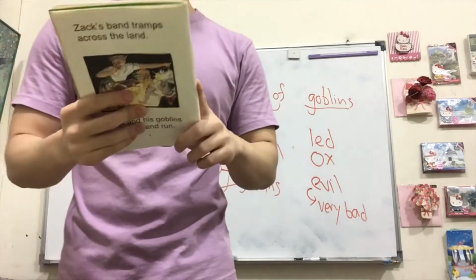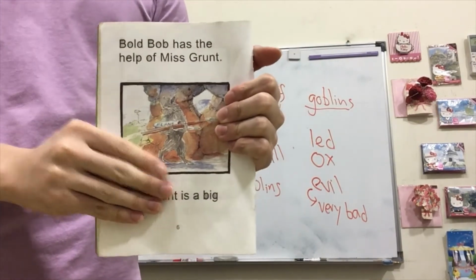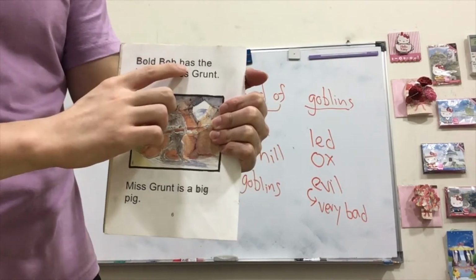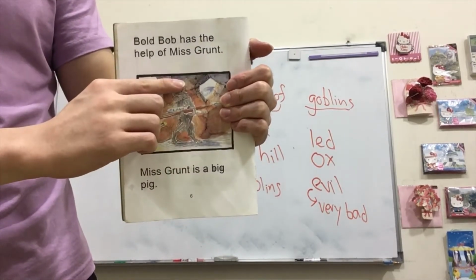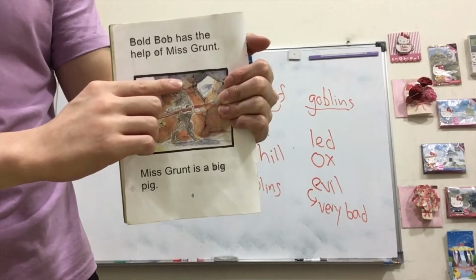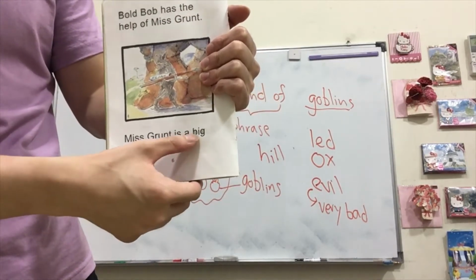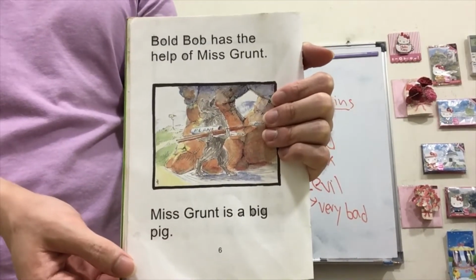Alright, let us continue on. So the next page: Bold Bob has the help of Miss Grunt. Miss Grunt is a big pig.